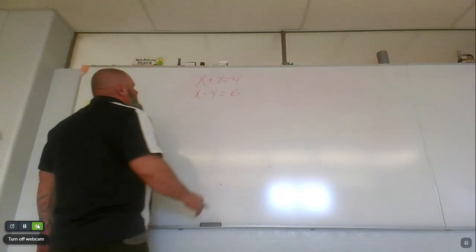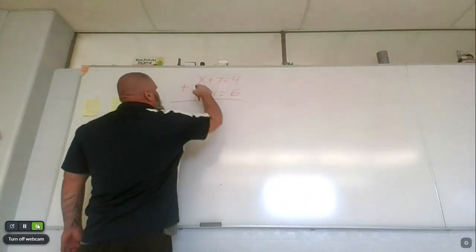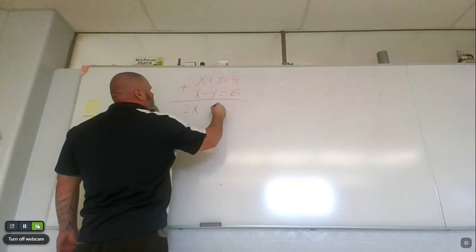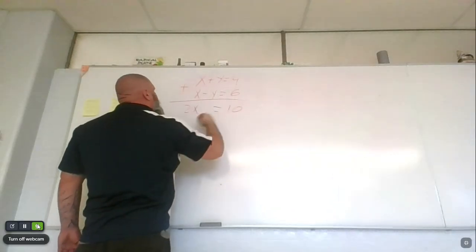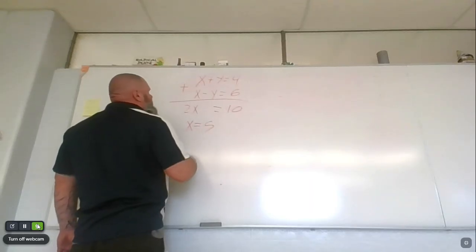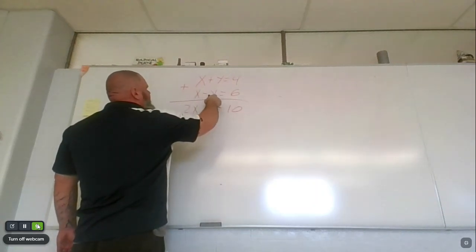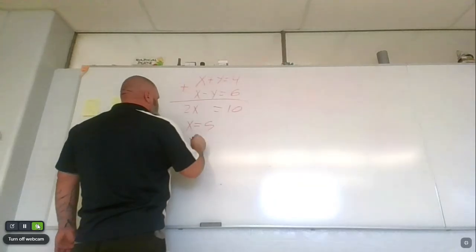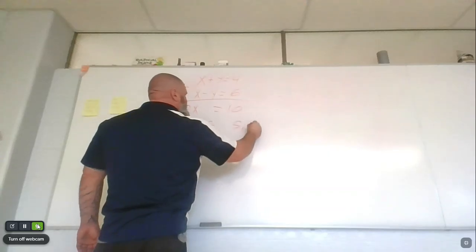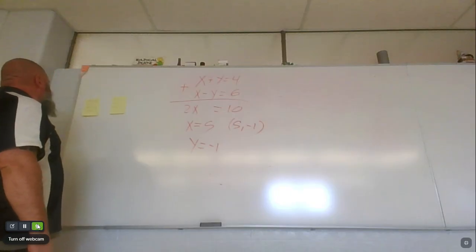All right, welcome back. Now in this one, we have a positive y and a negative y. So let's add. x plus x is 2x, positive y plus negative y cancels out. 4 plus 6 is 10, a little simple algebra. x equals 5. Now we can look at the first one or the second; I'll look at the second one. 5 minus what gives us 6? So y is negative 1. So the ordered pair 5, negative 1 is a solution to this system of equations.